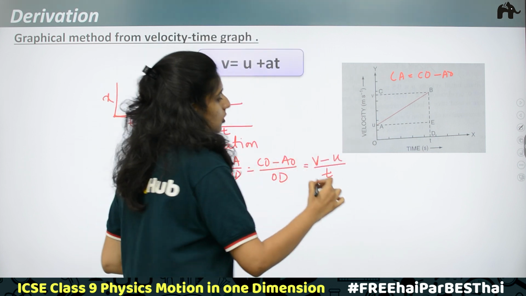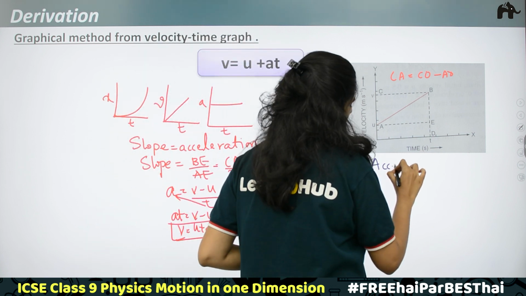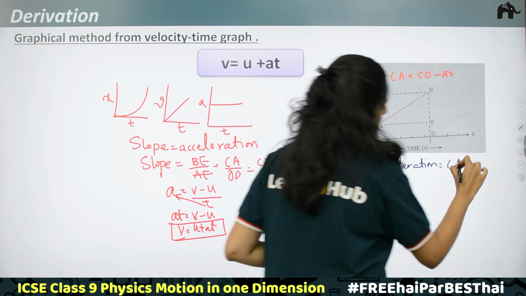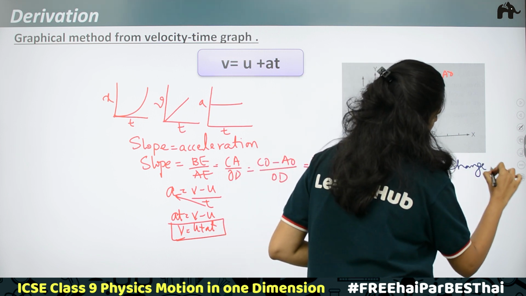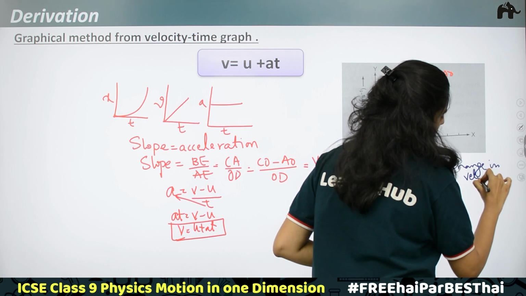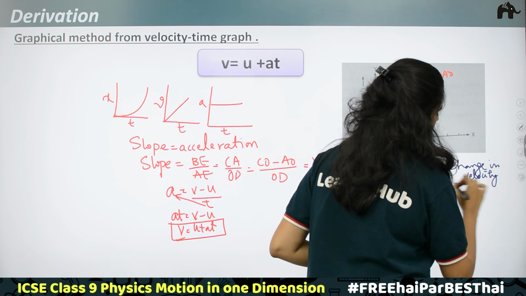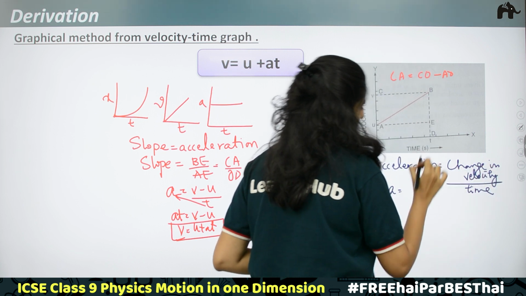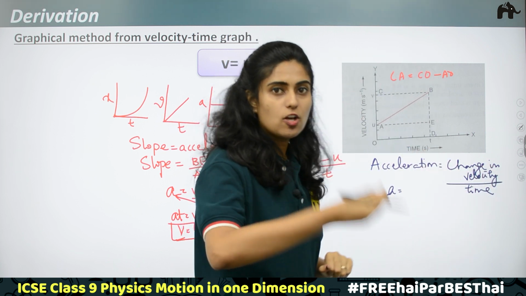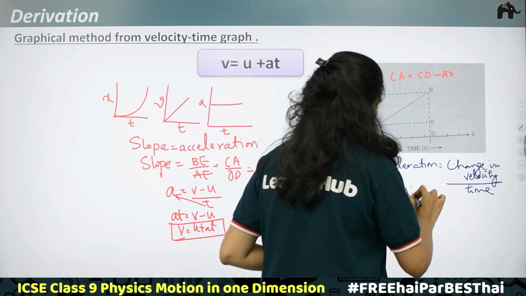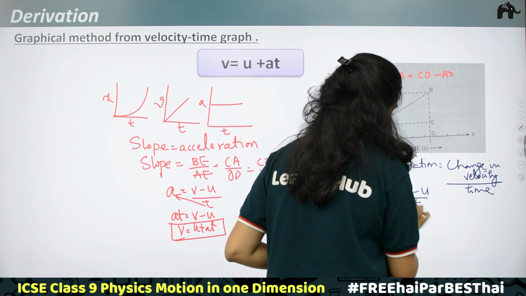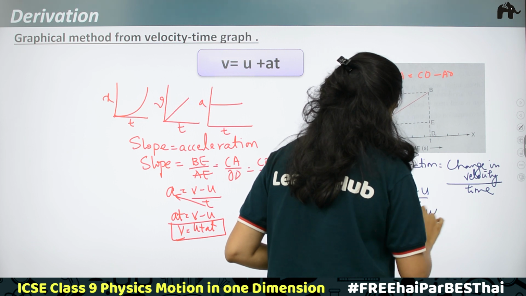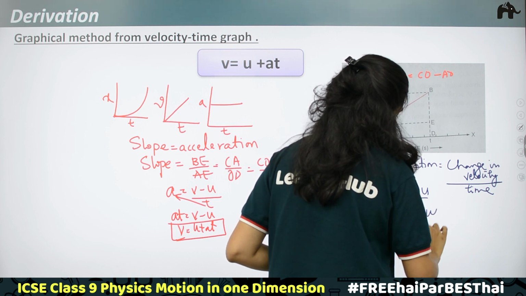So, we have an alternate method to derive the first equation of motion. By definition, we know that acceleration is change in velocity by time. Without using the graph, we are going to derive it: change in velocity divided by time. So, here acceleration will be, what is change in velocity? Final velocity minus initial velocity, V minus U by T. Taking T to the opposite side, same steps, AT is equal to V minus U and V is equal to U plus AT.